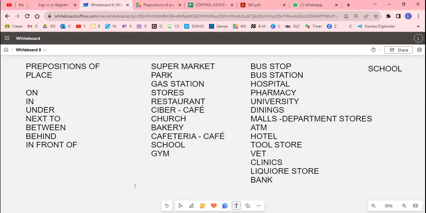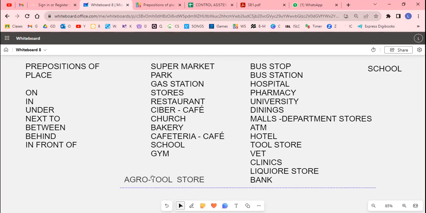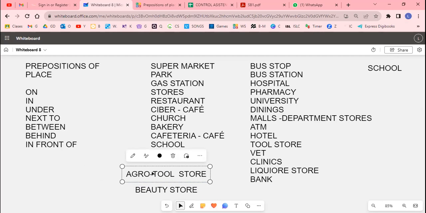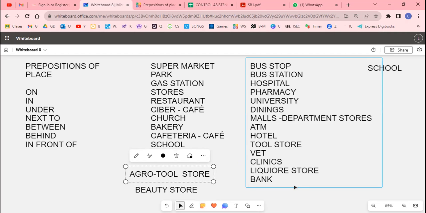Agroferretería, porque se venden de las dos cosas. Esa es mi pregunta. ¿Agro tool store? También están los beauty store. Pero como en español es seguida, en inglés sería agro-tool-store, dividida por un guioncito, que es lo que se hace cuando van a hacer una palabra larga. San Google dice que es agro hardware.